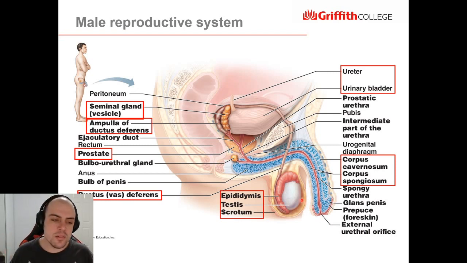Now, the squared off areas, they're the main things I would expect you to know, be able to label at a minimum. Actually, no, that's pretty much everything that I would expect you guys to have memorized. The only thing I would probably add to that would be the ejaculatory duct. That would be the only additional thing I would add on to this.